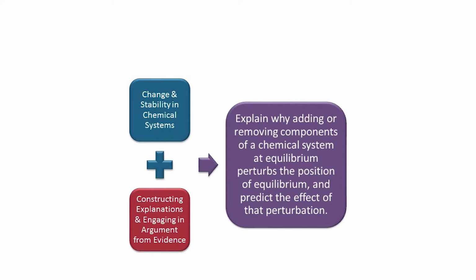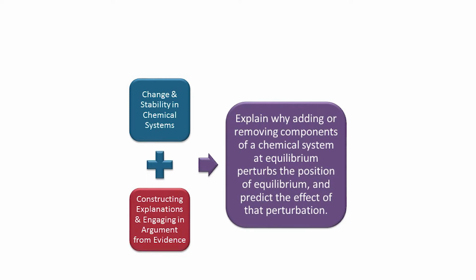So if we go back to the learning objective that was introduced before, the idea of combining change and stability in chemical systems with constructing explanations or engaging in argument from evidence, the key in our learning objective was explaining why adding or removing components perturbs the equilibrium, and also predicting the effect of perturbing that equilibrium.